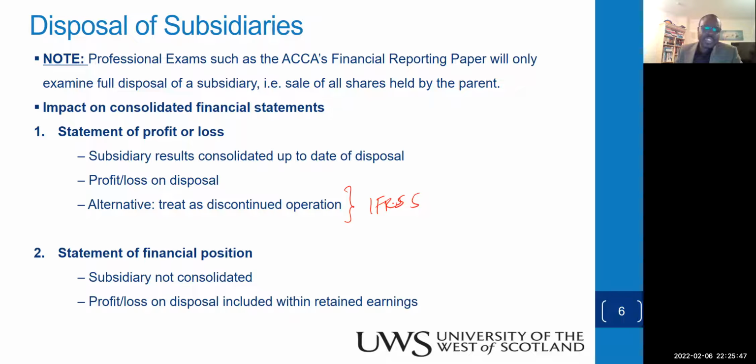All right. What about the statement of financial position? We do not consolidate it. You dispose of it. Why do you consolidate it? Somebody will say, why not consolidate it up to the point of disposal? Financial position is prepared as at the year end. Of course, we prepare these accounts every now and then, but one will see that as a position as at a particular date. So no need for consolidation of the disposed subsidiary. Again, any profit or loss on disposal must be included within the retained earnings of the group, of the parent. Any profit or loss that we made on this disposal goes there.